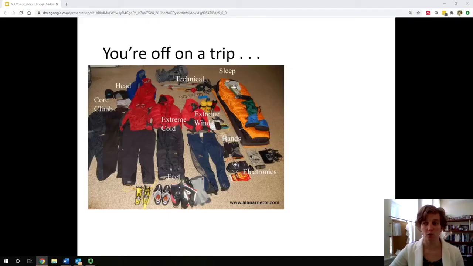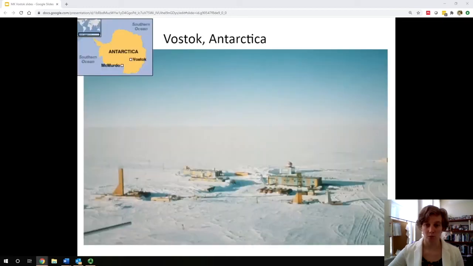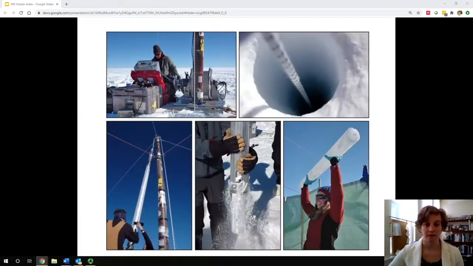To find the answer, we'll need to prepare. You'll need a parka, sleeping bag, lots of warm clothing. We're going to Antarctica. So this is a photograph of the Vostok Research Station in Antarctica. And these photos show some of the process of drilling for an ice core, which is one way that scientists can learn about Earth's climate and atmosphere in the geologic past.